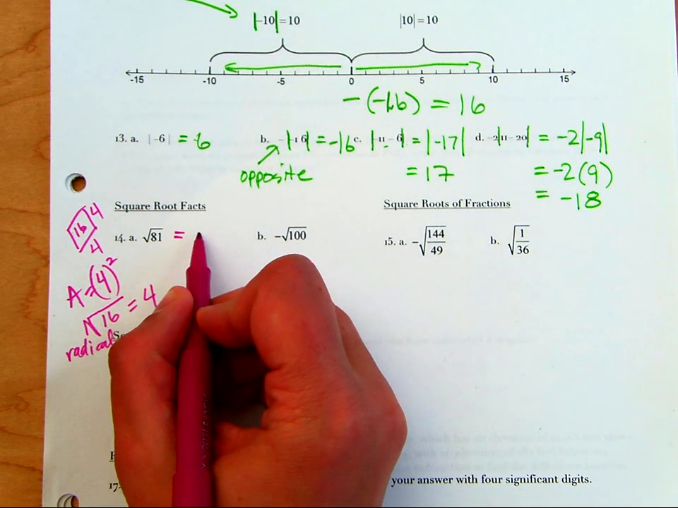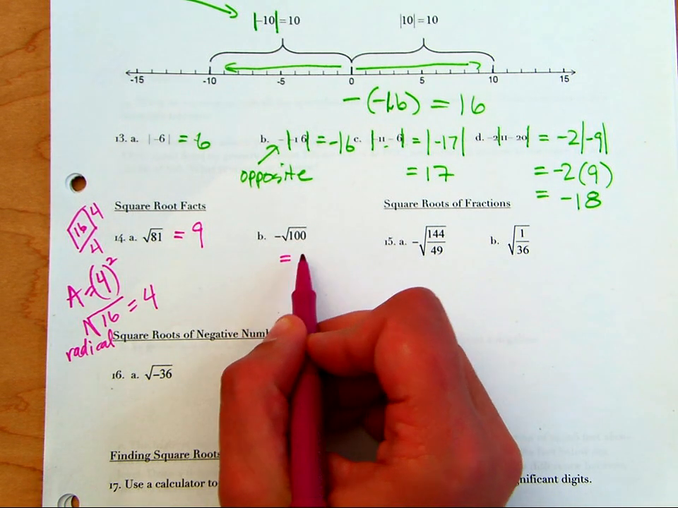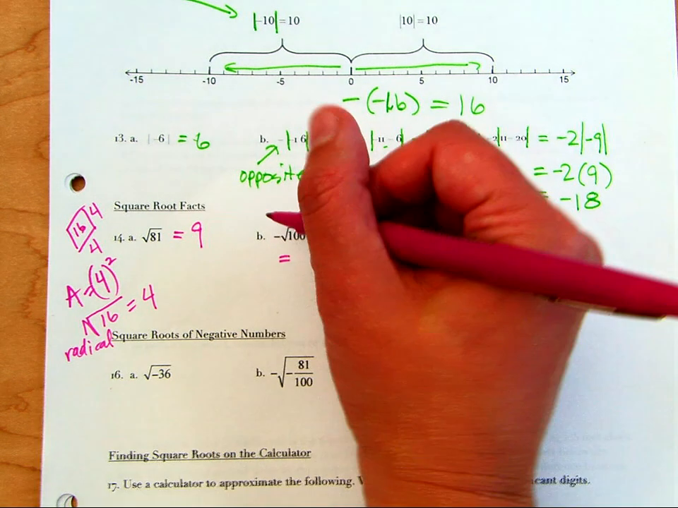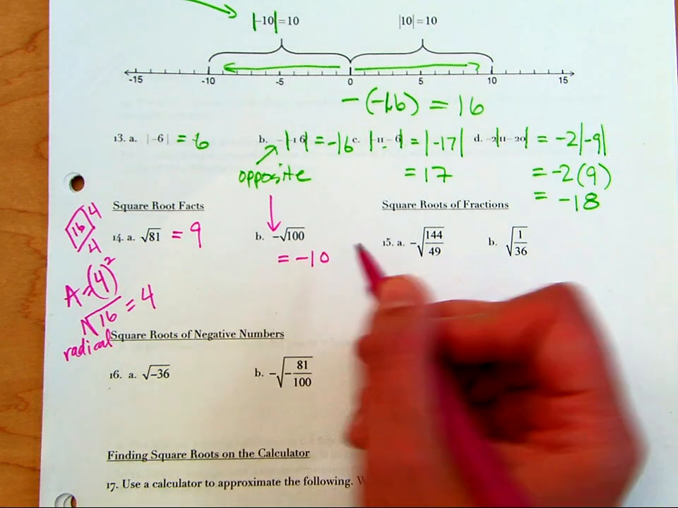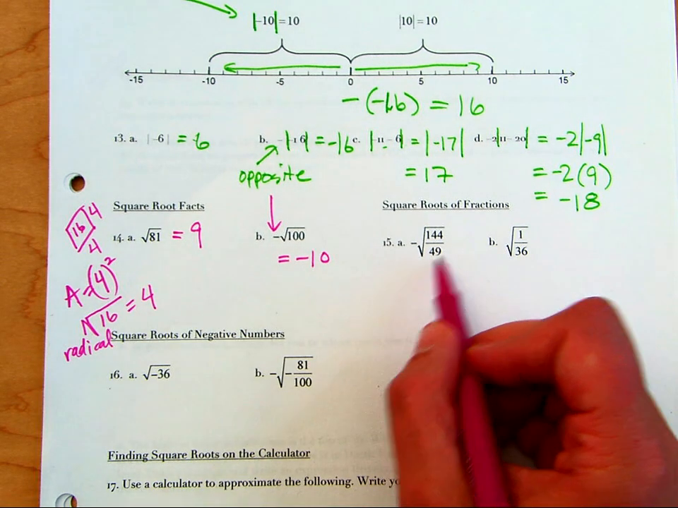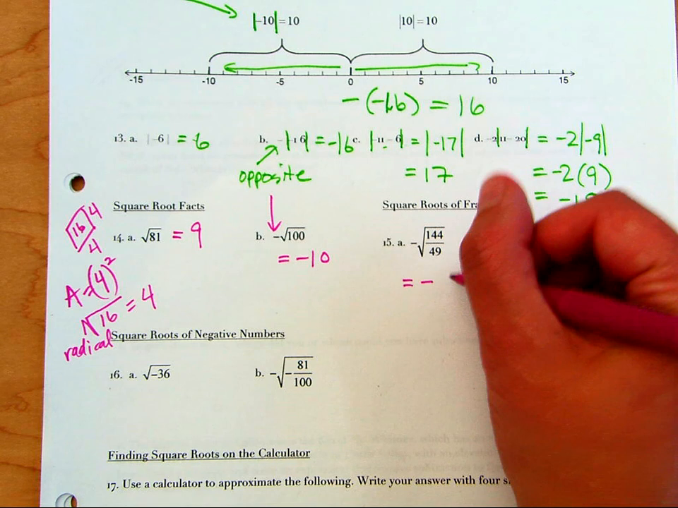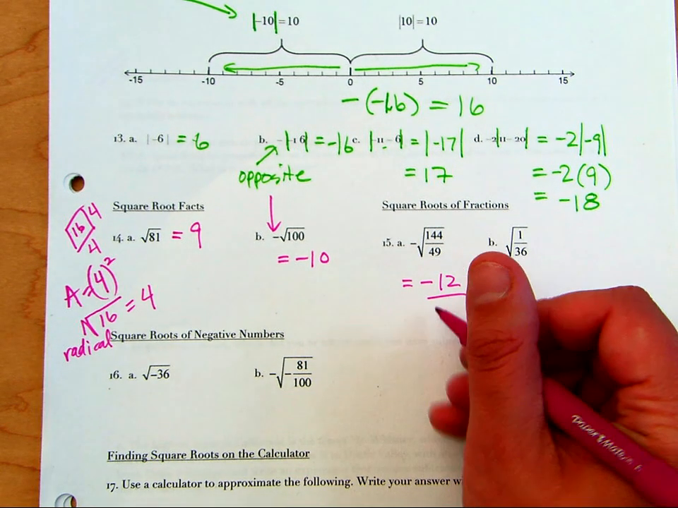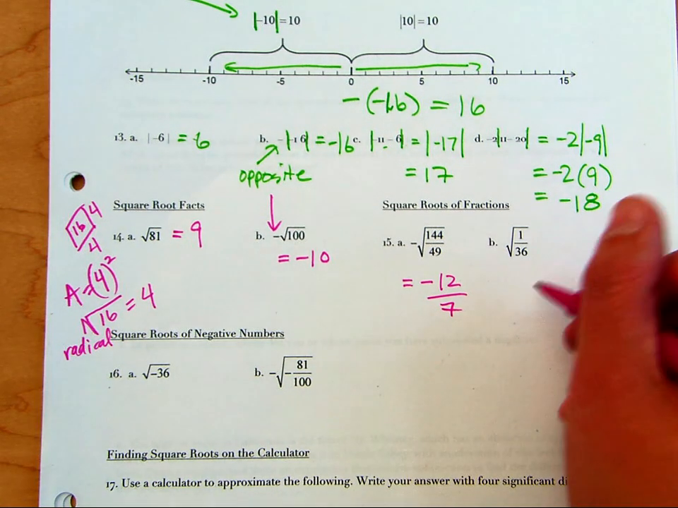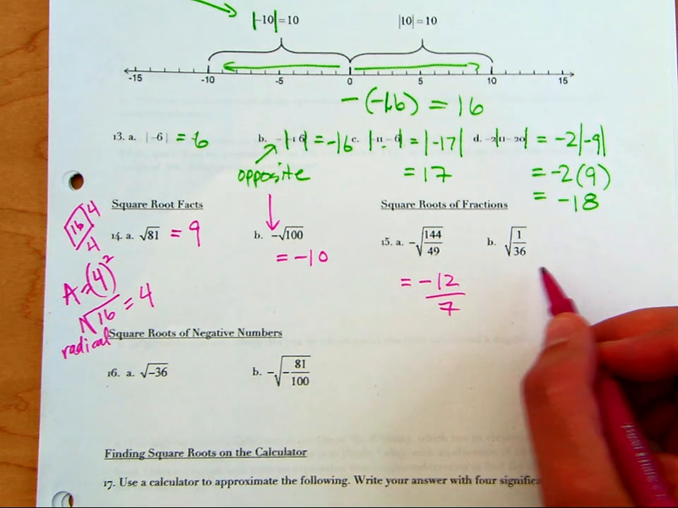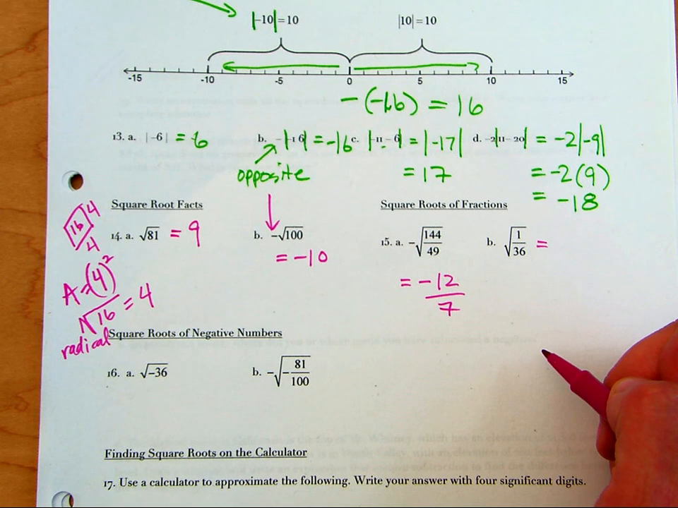What number times itself gives you 81? 9. What number times itself gives you 100? Yes, and this negative means I want the opposite. I want the opposite of the square root of 100. I want negative 10. Okay? What about this one? Negative, what times what gives you 144? 12. What times itself gives you 49? That's okay, that's an improper fraction. It's reduced. It's fine. You can leave it like that. And the negative comes out in front. What about this one? The square root of 1/36. What would you have to multiply by itself to give you 1/36?